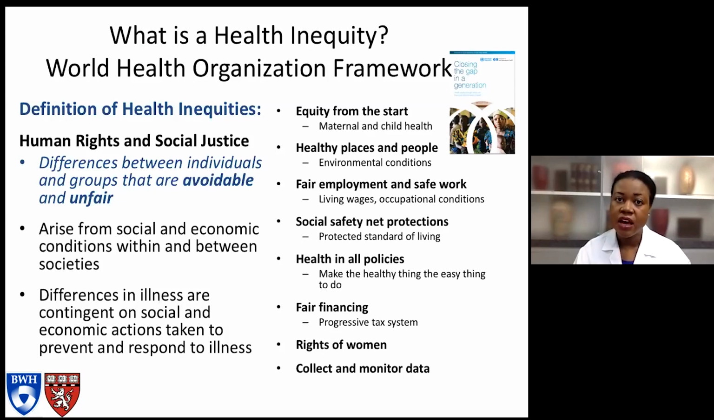And we can see that the foundations for social determinants of health exist in many parts of society, including maternal and child health, environmental conditions, fair employment and safe work leading to living wages and occupational conditions that are safe, social safety net protections, making the healthy thing to do the easy thing to do in society, fair financing, including a progressive tax system, prioritizing the rights of women and other populations that historically have faced inequities in care, as well as importantly collecting and monitoring data.